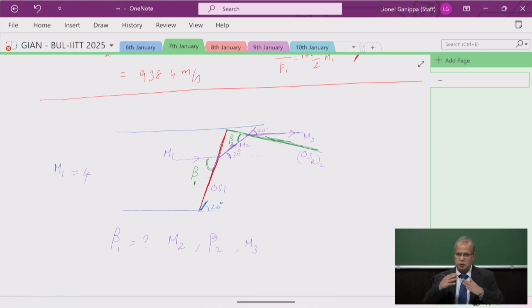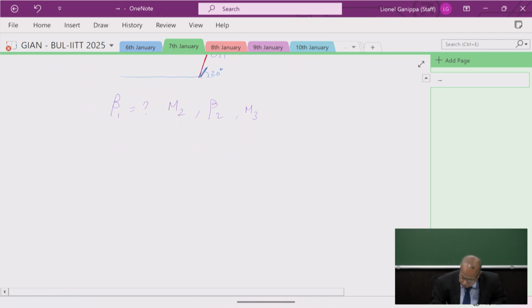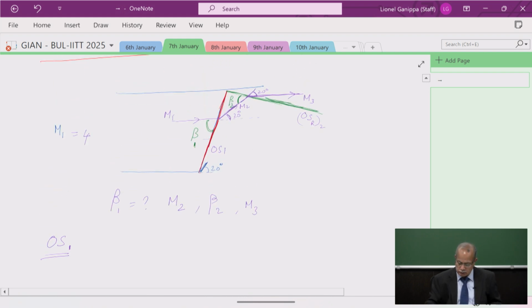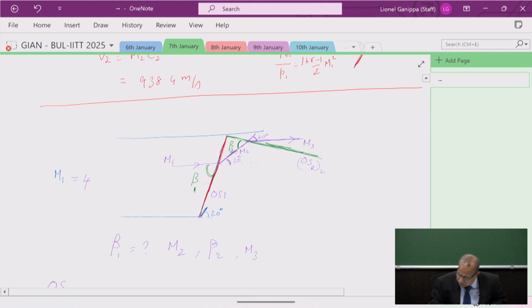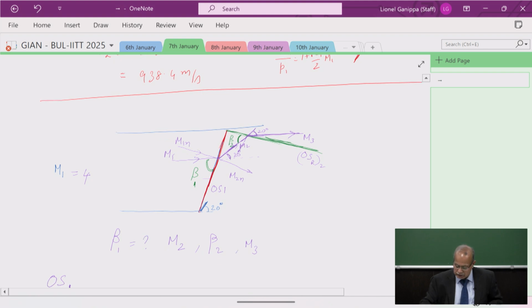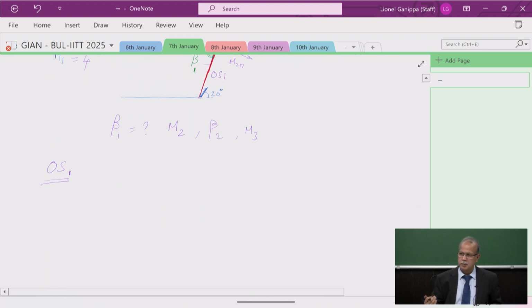When we have more number of shock waves, the best way to avoid confusion is to put a subheading as oblique shock wave 1, because you will have M1N here for oblique shock 1, and here you have M2N. This M2N is the outgoing from the first oblique shock. Now again there will be more complications, so this will be M2N entering the reflected one. To avoid all this confusion, let's go by shock wave by shock wave.